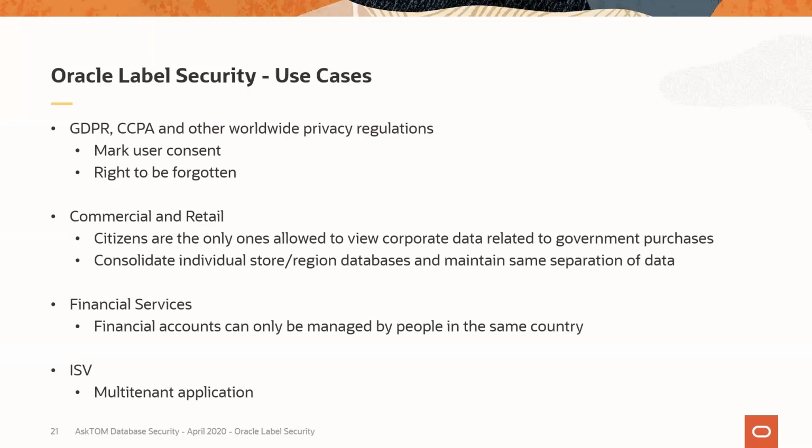Financial services has some similar requirements. Some customers say their financial accounts can only be managed by citizens in the same country, and so you can use label security to help manage that and make sure that the access is controlled. This is also used by some very large cloud ISVs that have large applications in the cloud, but they don't create a separate application for every customer. They actually use label security to have the same application and the same database serve out the customer-specific data with OLS. So those are common use cases that we've seen.